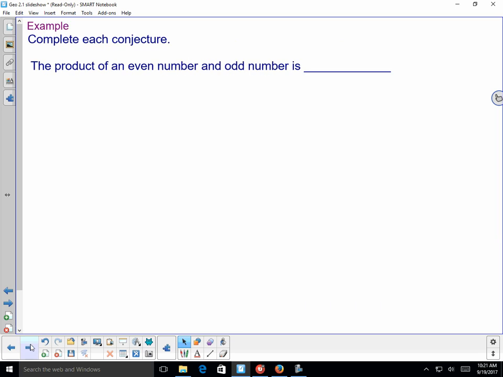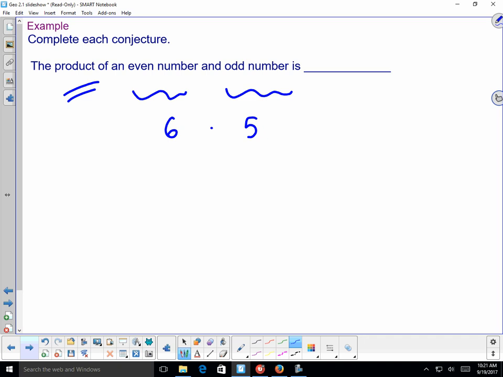Okay, so let's complete this conjecture. The product of an even number and an odd number is what? We're trying to make a conjecture now. I'm just going to pick an example of an even number, let's say 6, and an odd number, let's say 5. When I multiply those, because it says product, what do I get? Well, 6 times 5 is 30, so I'm getting an even number. Does that happen all the time? Let's try a couple more examples to see if that's always going to be true. Let's pick a different even number like 2 and a different odd number like 7.